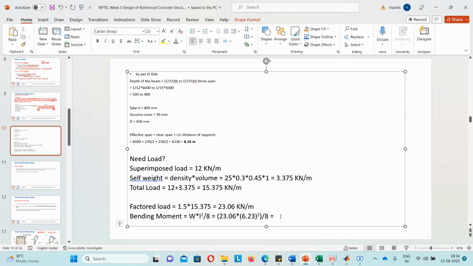Factored load, please explain once again. Okay, so this is the load that we calculated, the total load acting on the beam. But in the limit state method of design, we also factor the load. So this is like the ultimate load which is acting. For safety factor, we multiply it by a load factor. So for ultimate load, we take a factor of 1.5. So this is how we got the factored load.